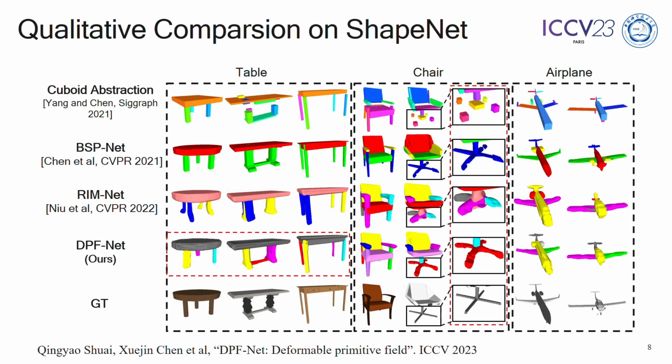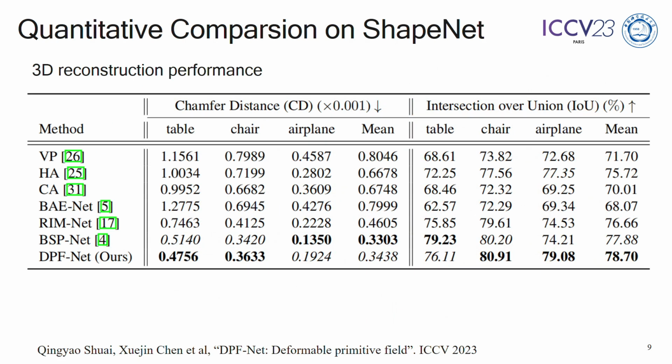We compare our DPF-Net with SOTA methods on the ShapeNet dataset. The qualitative results show that our DPF-Net achieves both detailed surface reconstruction and consistent structure extraction. For example, the table legs and the chair legs are segmented consistently and reconstructed accurately. As the quantitative comparison shows, our DPF-Net achieves the lower chamfer distance and higher IOU metric in the reconstruction task, indicating our method performs high-quality reconstruction.